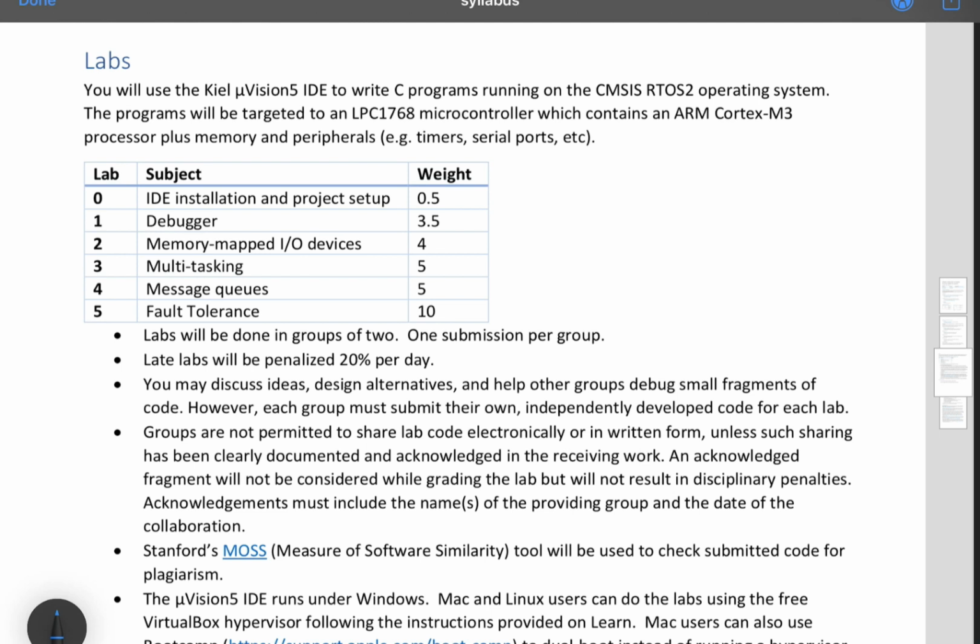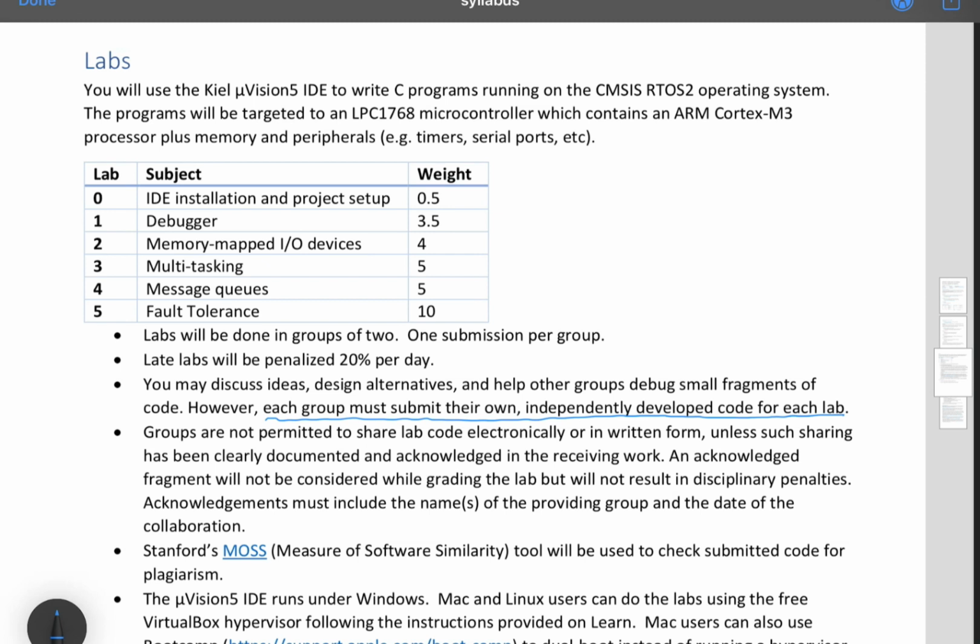Now, I do want to highlight something here. Each group submits their own independently developed code for each lab. So you're doing your own work for the labs, but I'm also trying to give you a little bit of latitude here, and I borrowed some of this language from ECE 252. You can discuss design ideas and design alternatives with other groups. You can even help them debug very small fragments of code, a few lines max. Groups are not allowed to share their lab code electronically or in written form, so don't just email another group your code.